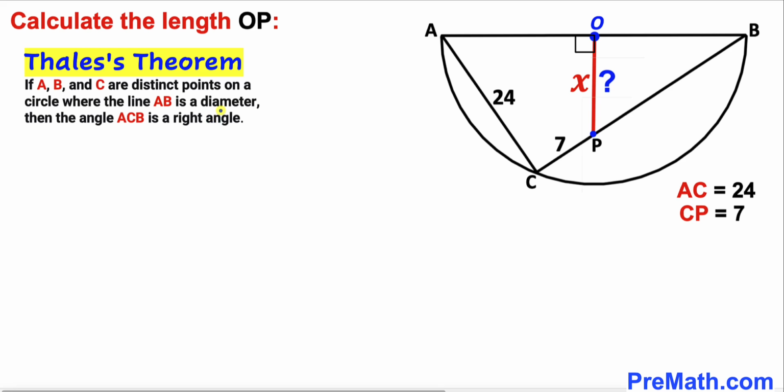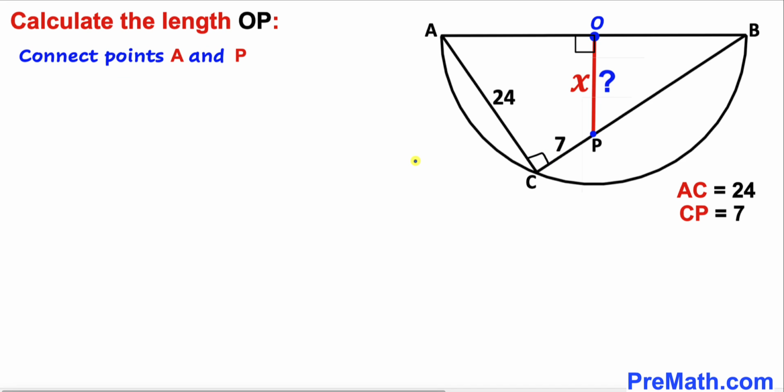And now let's recall Thales Theorem. According to this theorem, if points A, B, and C are on the circle where the line AB is the diameter, then angle ACB must be 90 degrees. And here's our next step.